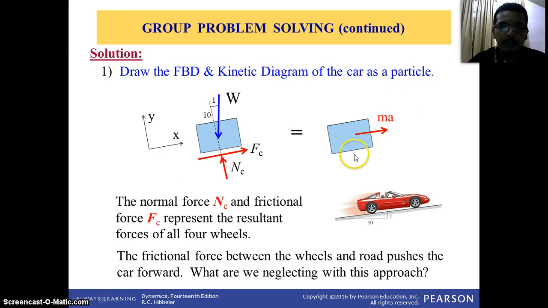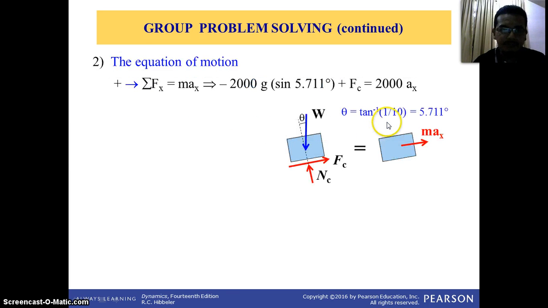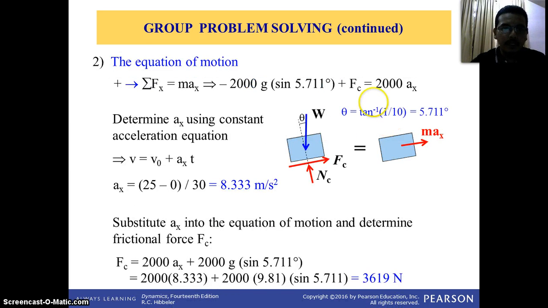So the sum of forces equals the kinetic diagram, mass multiplied by acceleration. We're solving using the equation of motion, the total summation of force in the x component equals m a_x. So this one is the mass, and here is the total resultant force. We can see here the friction force is positive.